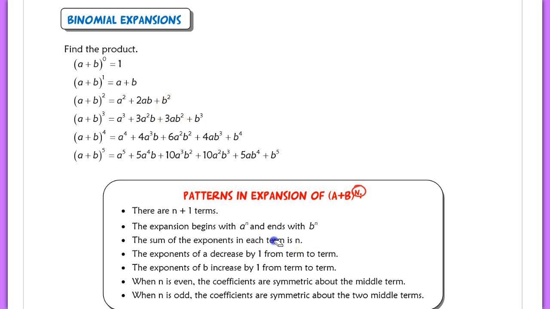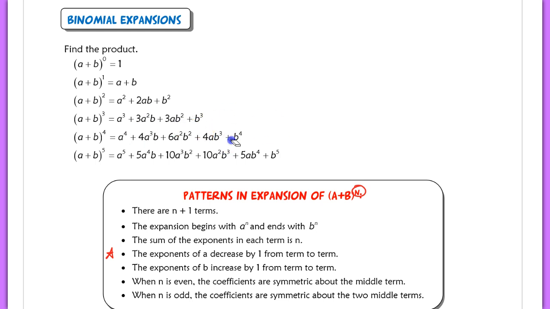Okay. The next pattern here that we see, the exponents of a decrease by 1 from term to term. So here I have a to the first, then I have a to the 0 times b, so they decrease. So a to the 0 is just 1, which is why I'm just left with b. Here you can see numerically, here I have a power of 2, then a power of 1, and the last one would be a power of 0. A cubed, then a squared, then a to the first, then a to the 0. A to the fourth, a to the third, a squared, a to the first, a to the 0, and so on.